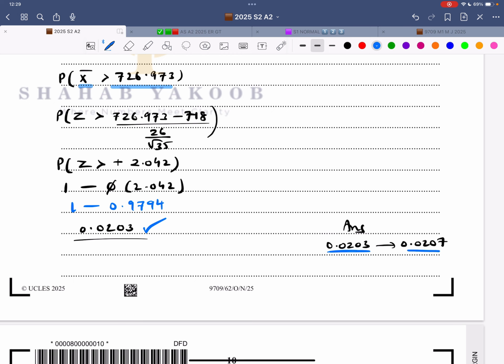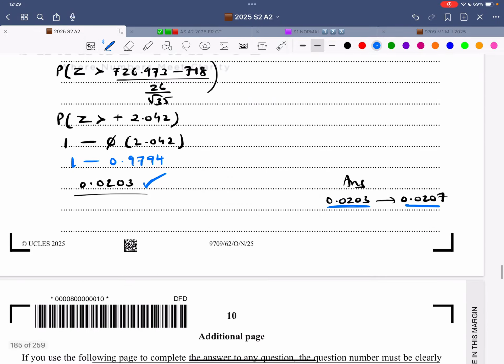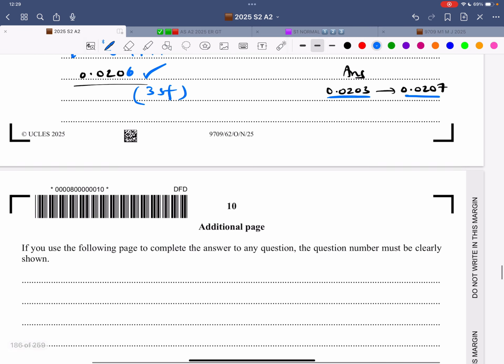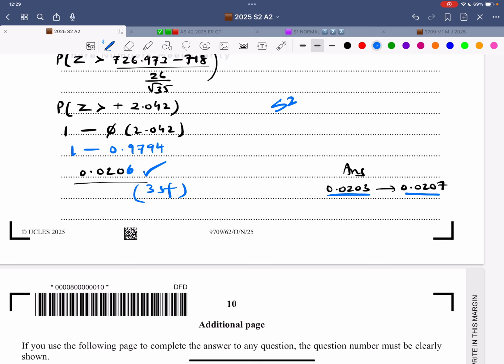They have given the range from here to here. So now let me just use my calculator and double check if I've done everything correct. 1 minus 0.9794, that is 0.0206. So that's not 3, that is 206, and that is exactly 3 significant figures. And that's about it. So this is S2, October November 2025 variant 62, and that was a nice question.